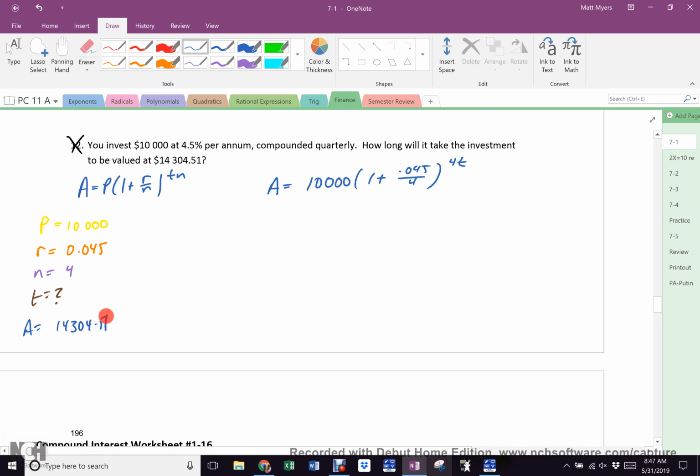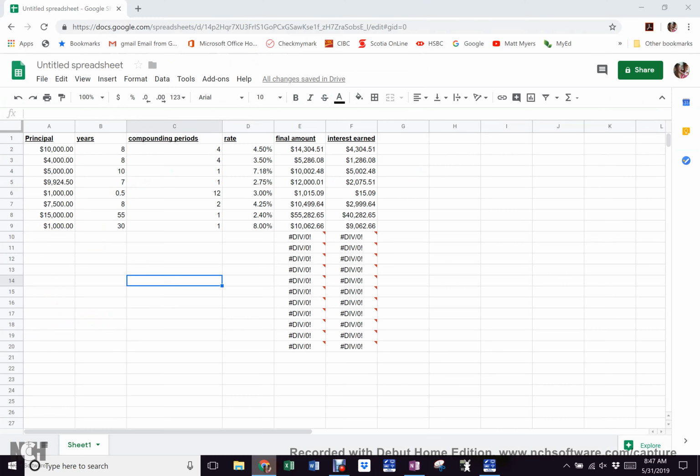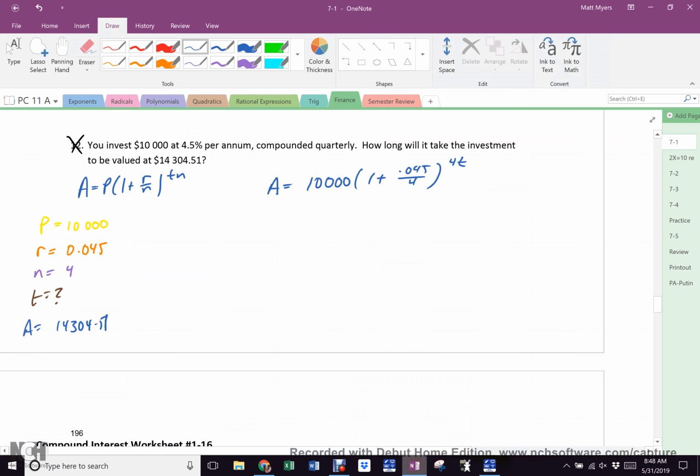Haven't we already done this one? Look on our spreadsheet. What's the very first one on our spreadsheet? It's that question, isn't it? 8 years. So we know the answer because that was my sample question, right? Okay. So let's do the math now to get there. 14,304.51 equals 10,000 bracket 1 plus 0.045 over 4 to the 4t.